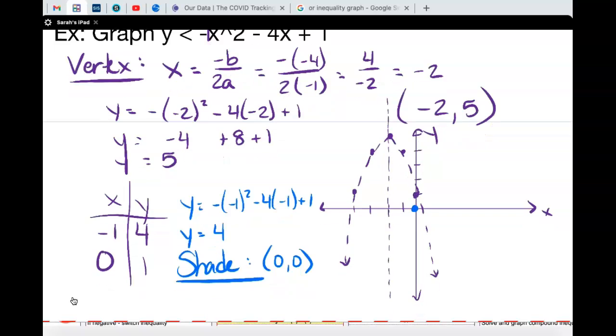Okay, so if we plug in 0, we have 0 less than negative 0 squared minus 4 times 0 plus 1. So what does the right side simplify to be?